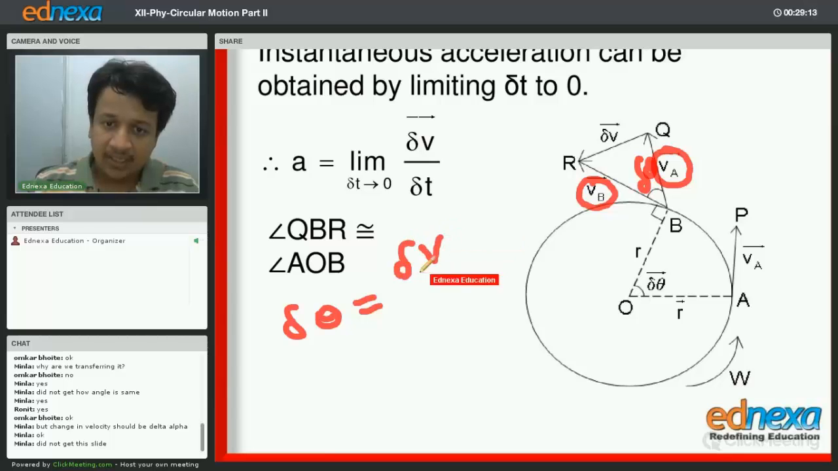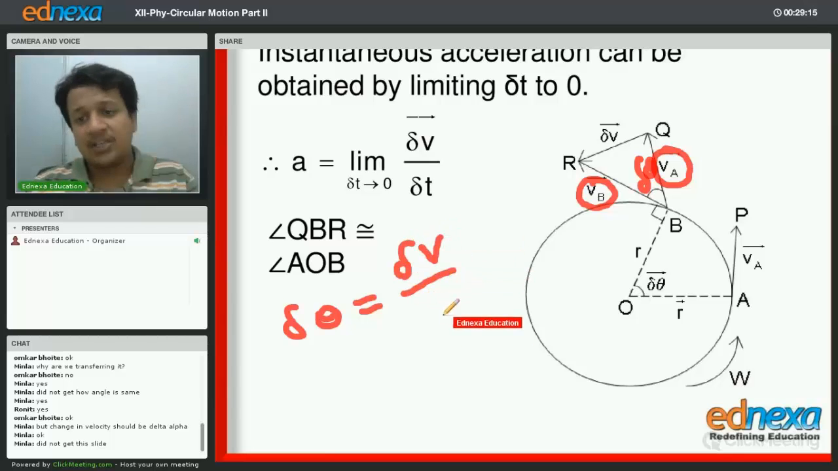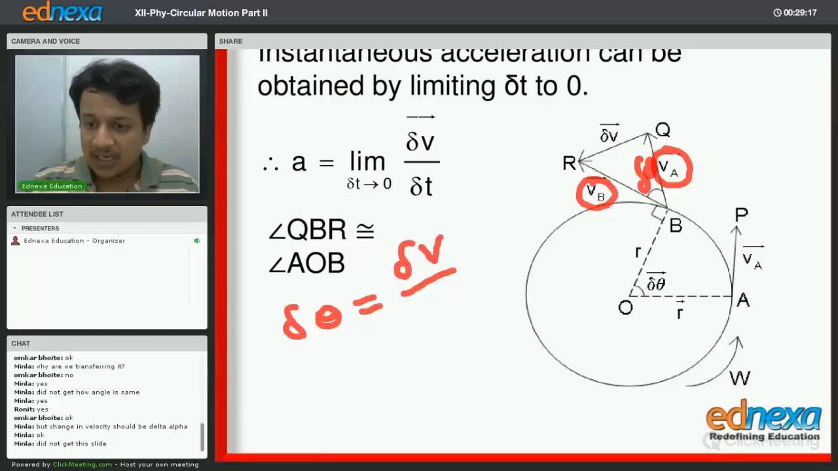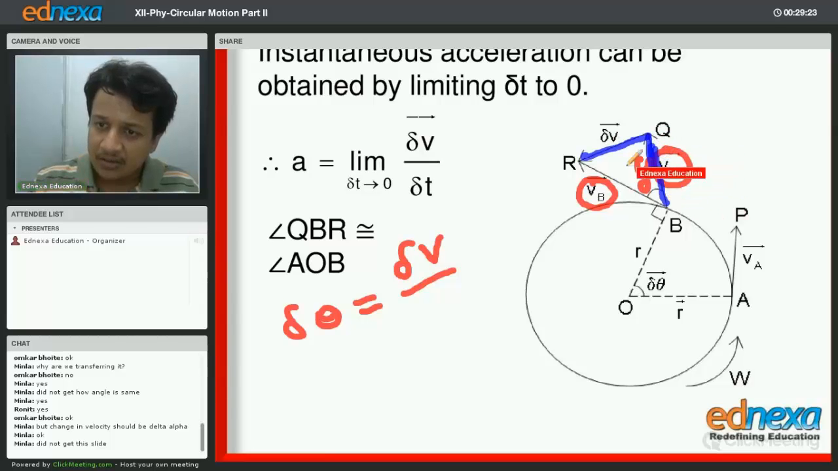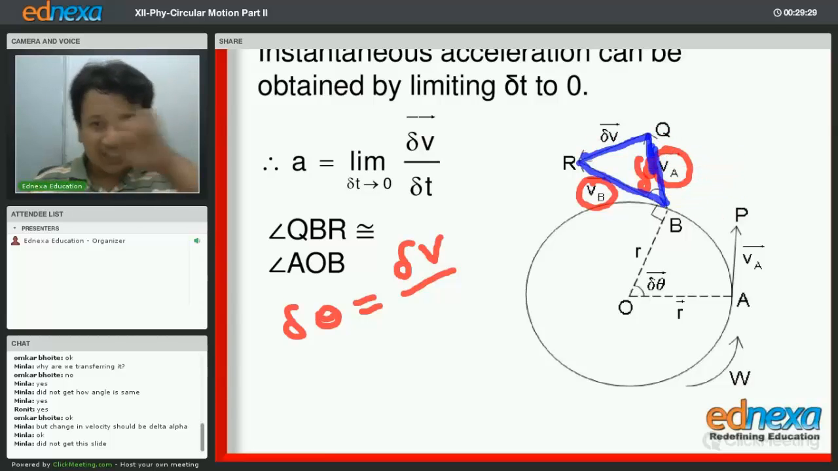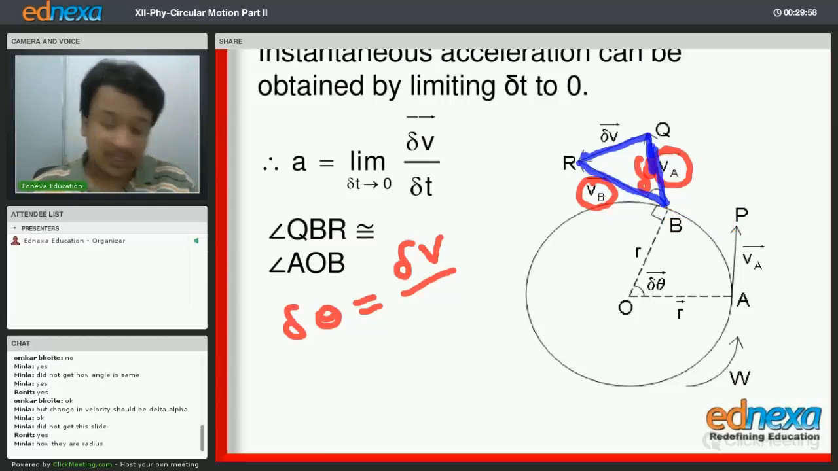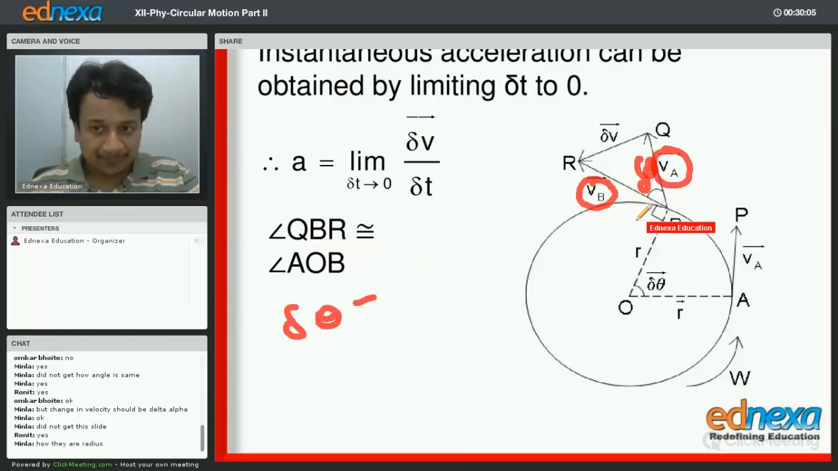Okay, so delta V, and now divide by radius, arc upon radius. But over here, see, radius is for this delta V, this is nothing but the radius. Is it right? For the delta V, QB and BR are the radius. How are they radius? Meenal is asking.